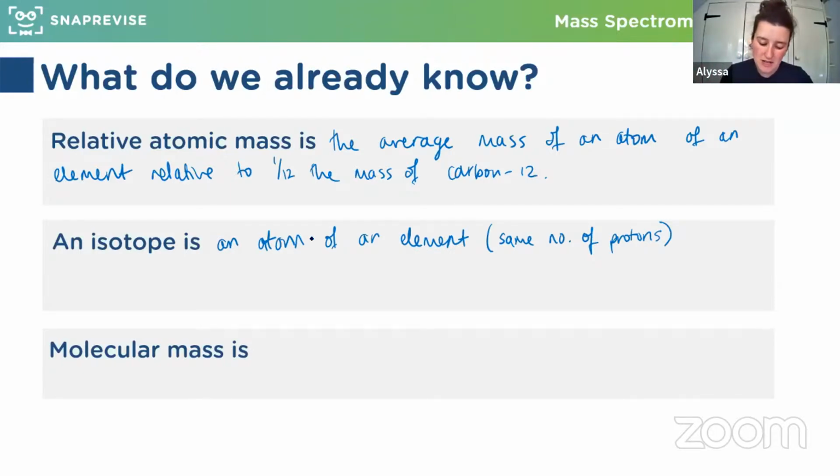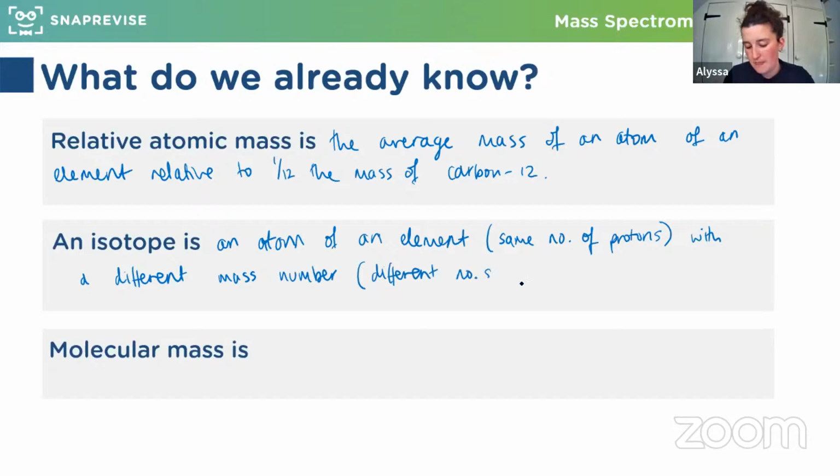An atom of an element with a different mass number. Whoops, too many S's. Mass number. Or again, for the same mark, you can say different numbers of neutrons. So isotopes have different numbers of neutrons to each other.